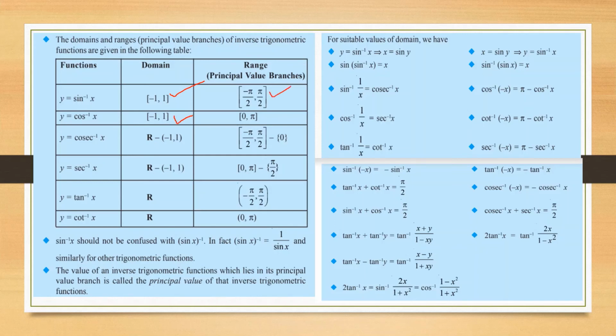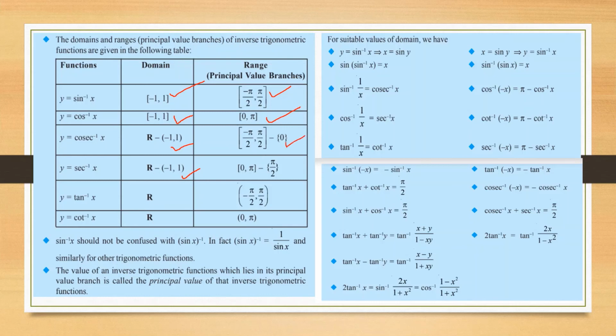Again, for cosecant inverse and secant inverse x, the domain is the same, R minus the open interval minus 1 to 1, meaning minus 1 and 1 are not included. And the ranges: for cosecant inverse you have to take the closed interval minus pi by 2 to pi by 2, leaving out the element 0. And for secant inverse x, it is 0 to pi minus pi by 2.